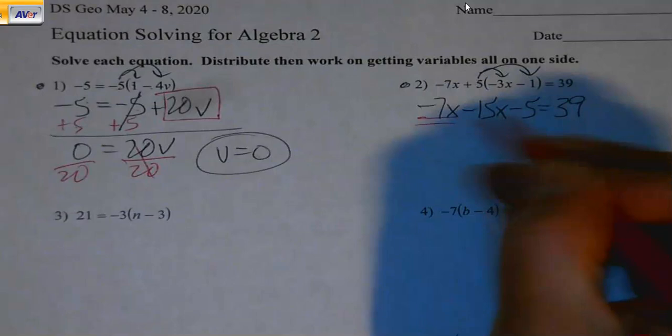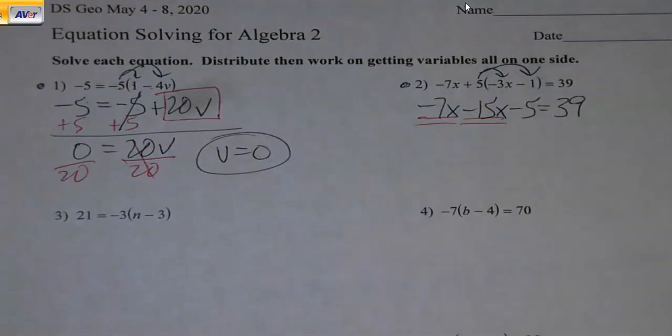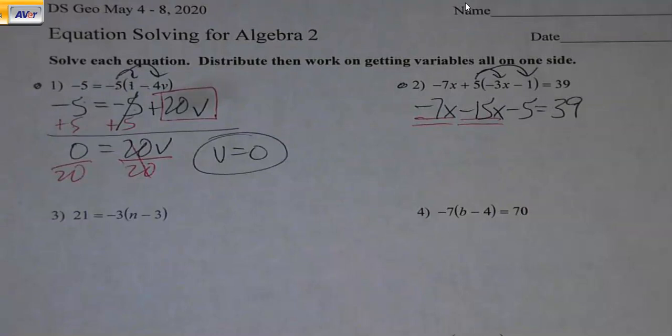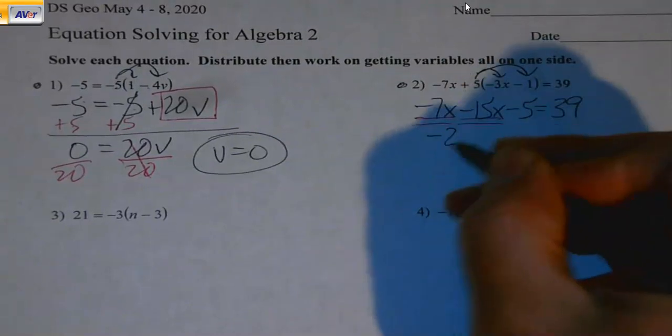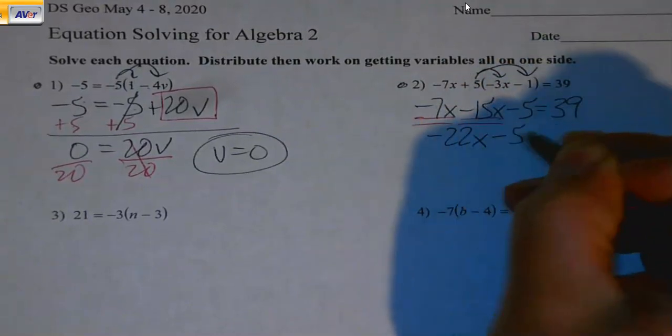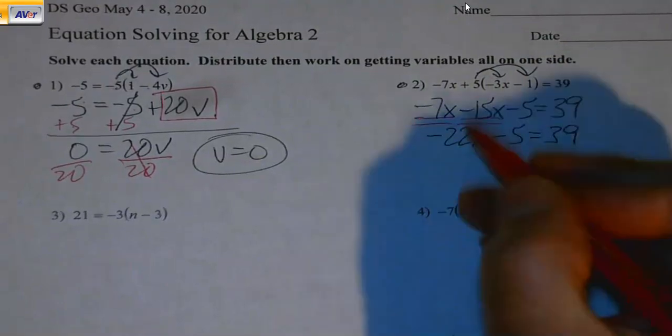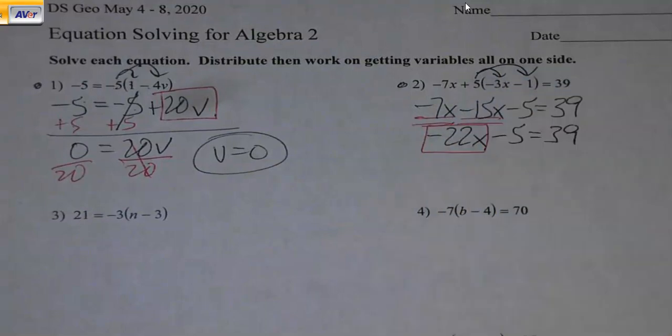Now this one's a little different. I have multiple x terms. They're on the same side of the equals. Do not add 7. Do not add 15. They're not on opposite sides of the equal like this 5 and negative 5, or they're together. Okay, add them up. Bring them together into one term. Get that in there.